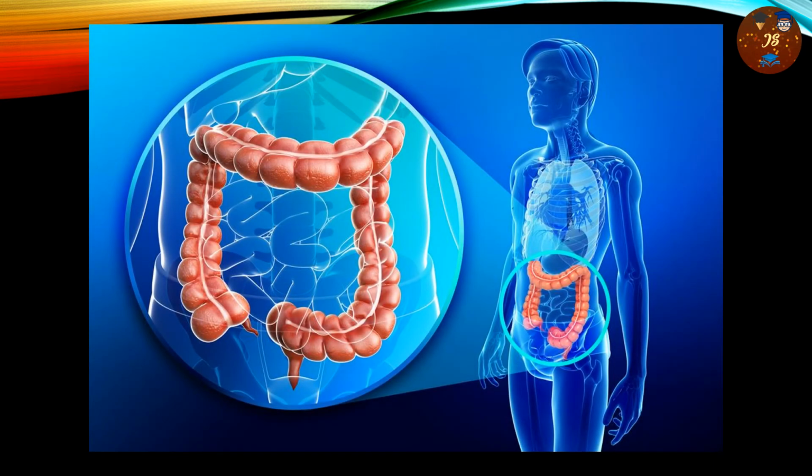So this is the location of the large intestine in our body. You can see that here in the abdomen, it is very closely connected with the small intestine. This inside part is the small intestine, and this part which is prominent is the large intestine, and this small part here is the appendix.